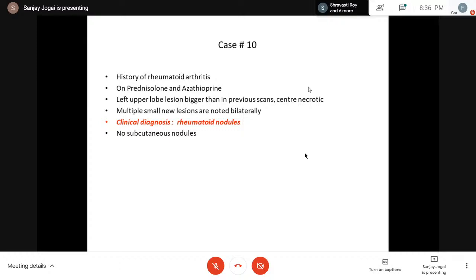So this is case number 10. This is a patient with history of rheumatoid arthritis, was on prednisolone and azathioprine, and had a lung lesion which was getting bigger and was centrally necrotic, and multiple smaller lesions were also appearing. So they thought, are these rheumatoid nodules? But hang on, there were no subcutaneous nodules at all, and they took them out.